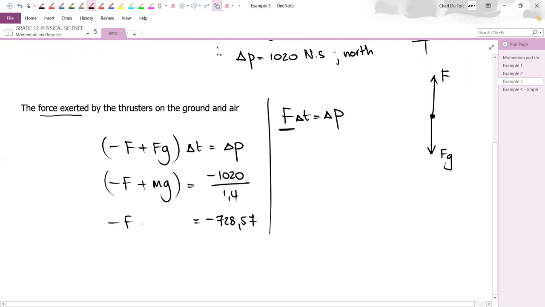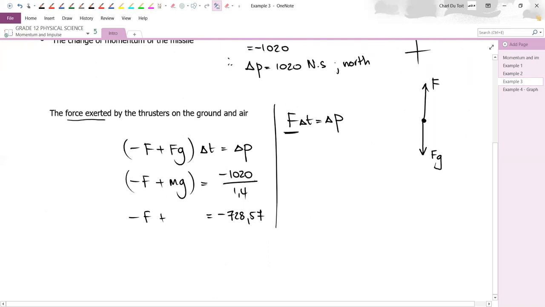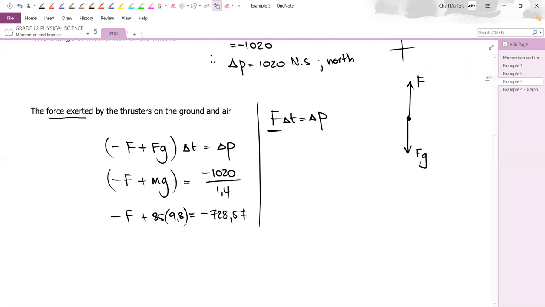And then I can use these values. I can put in Mg. Mg is the mass times the gravitational acceleration. I can't remember the mass. It's 85 kgs. 85 times 9.8. Okay, cool. Finish that calculation for me, the force. Quickly. I get 1561.57.